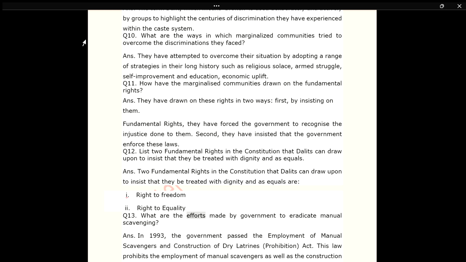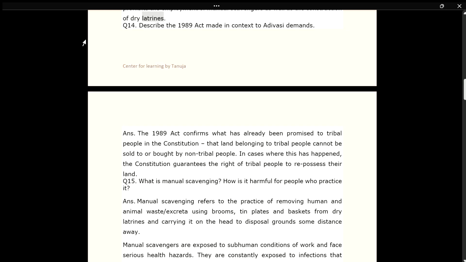Q13. What are the efforts made by the government to eradicate manual scavenging? Ans. In 1993, the government passed the Employment of Manual Scavengers and Construction of Dry Latrines Prohibition Act. This law prohibits the employment of manual scavengers as well as the construction of dry latrines.